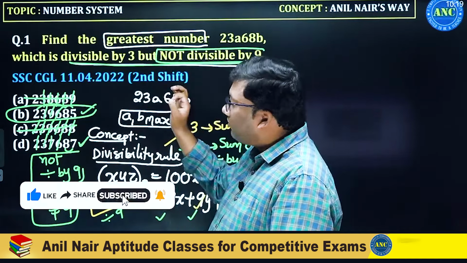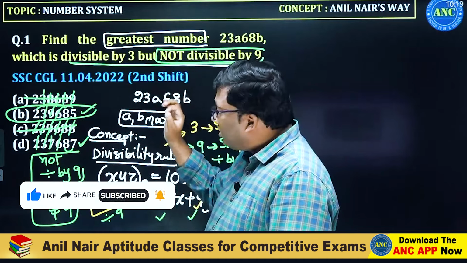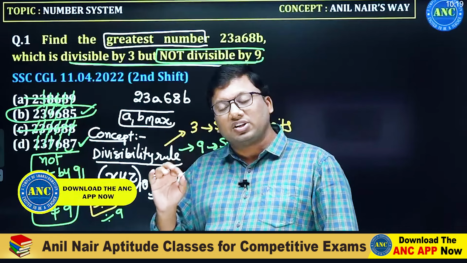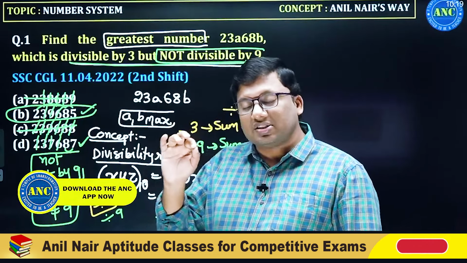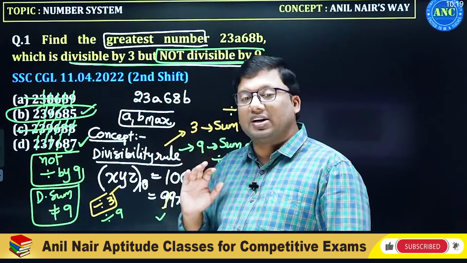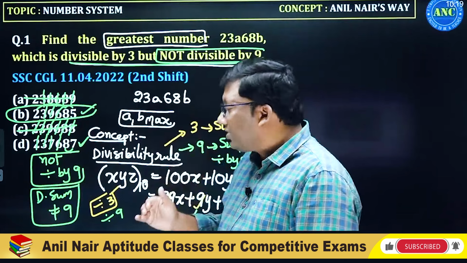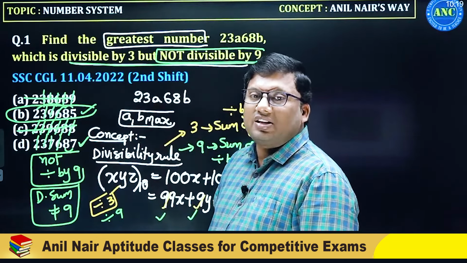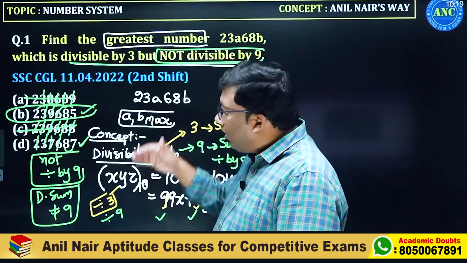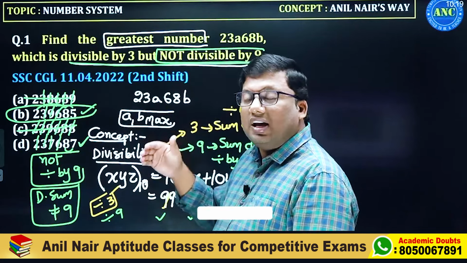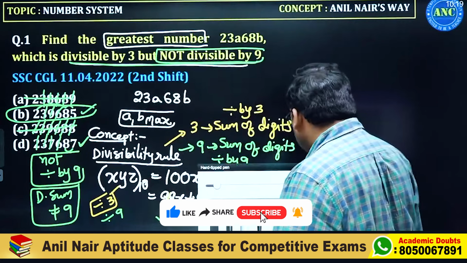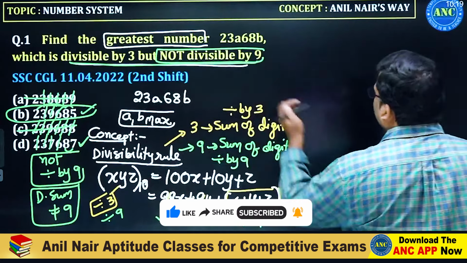So, the root cause of this problem is that the answer's digital sum should not be 9. Step number 1, eliminate the answer options where the digital sum is 9. Second step, check the answer options where the sum of the digits is divisible by 3. Out of the given answer options, take the maximum value.